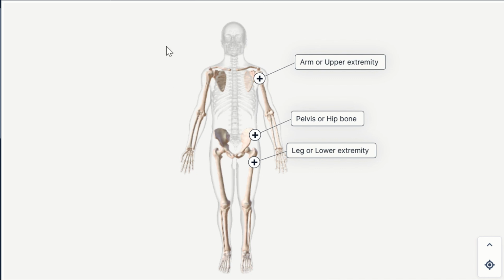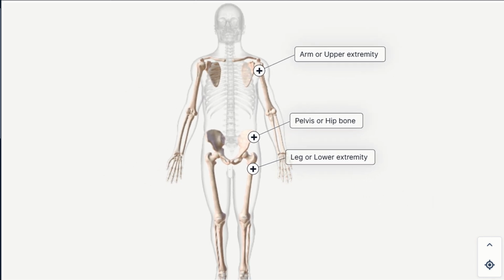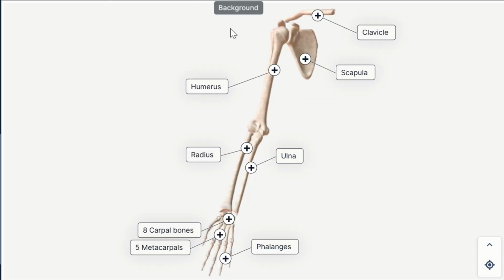The other kind of division is the appendicular skeleton. The appendicular skeleton is made up of the arms, then the pelvis or the hip bone, and then the lower or leg extremities. These ones basically participate in the process of locomotion, and as we can see, it is made up of long bones which play a role.